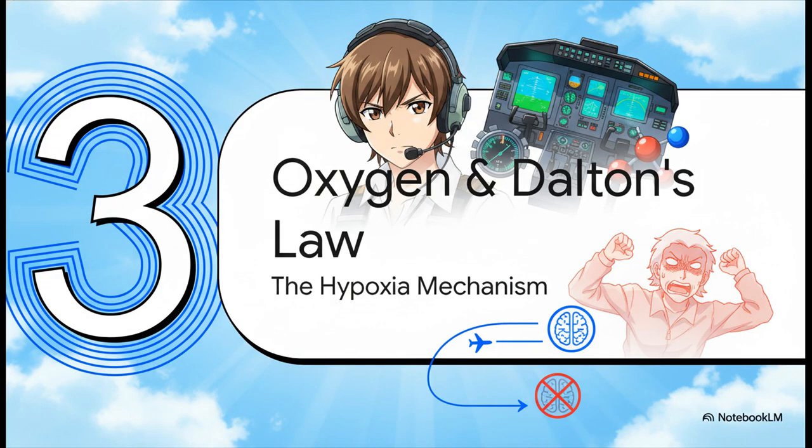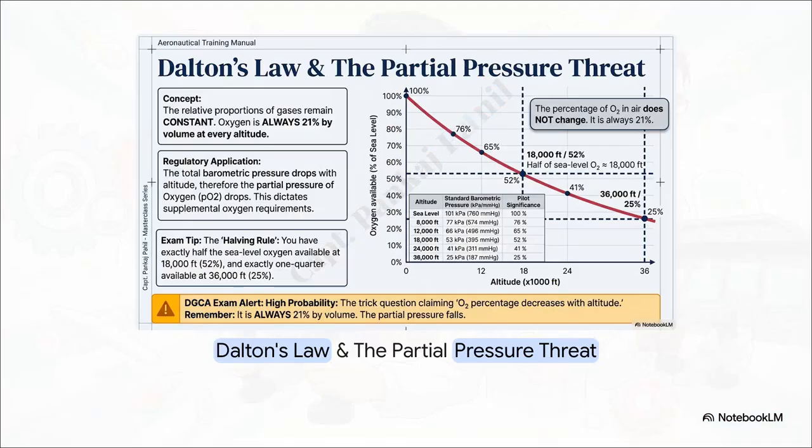Section 3, Oxygen and Dalton's law, the hypoxia mechanism. Okay, I need you to listen to me with extreme seriousness right now, because failing to understand this next concept is the primary physiological killer of pilots. We're talking about Dalton's law of partial pressures. You absolutely have to understand this. Oxygen remains 21% of the air by volume, no matter how high up you fly. The proportion is always constant.